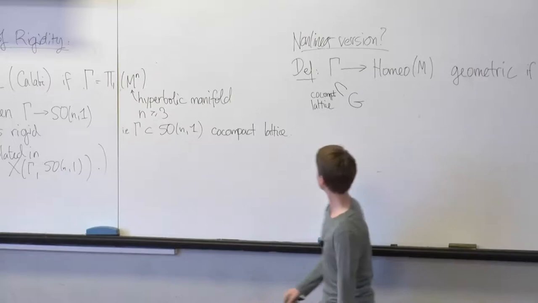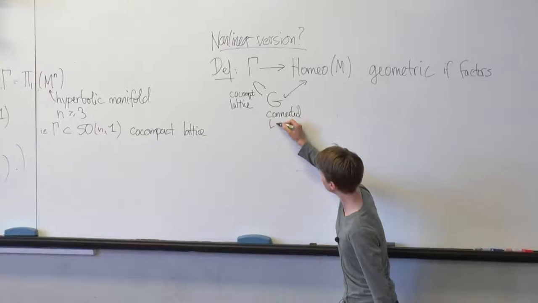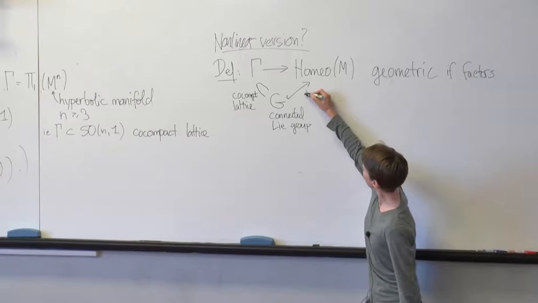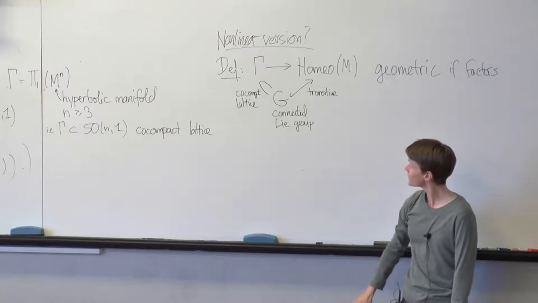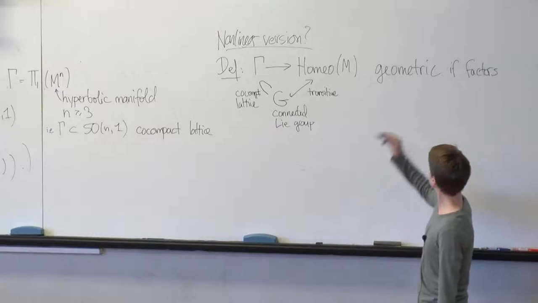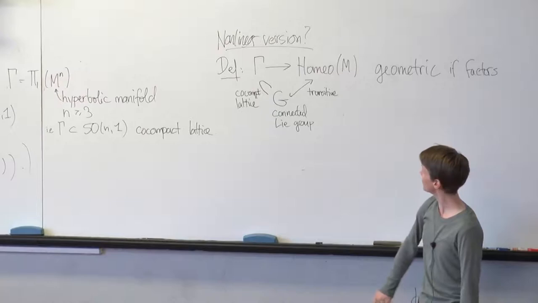And then I want G to act on M in a natural way. So G I'm going to require to be a connected Lie group, and I want it to act on the manifold transitively, so that I see all of M. In other words, M should be a homogeneous space for G. Okay, that's the definition. Gamma sits and acts on M in a way that sees a lot of geometry. It's a co-compact lattice in a group that makes this a homogeneous space.